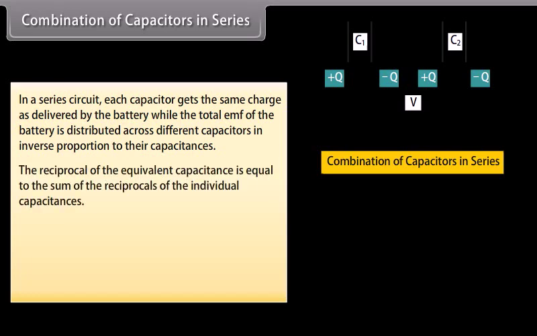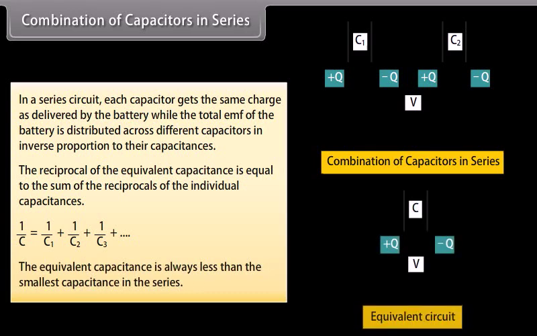The reciprocal of the equivalent capacitance is equal to the sum of the reciprocals of the individual capacitances. 1 by C is equal to 1 by C1 plus 1 by C2 plus 1 by C3 plus so on. The equivalent capacitance is always less than the smallest capacitance in the series.